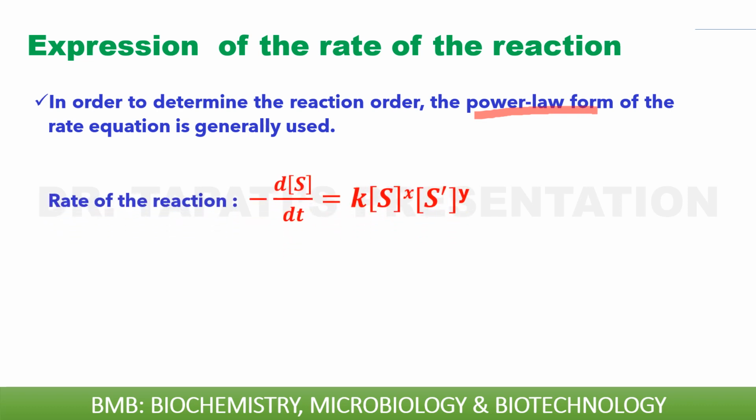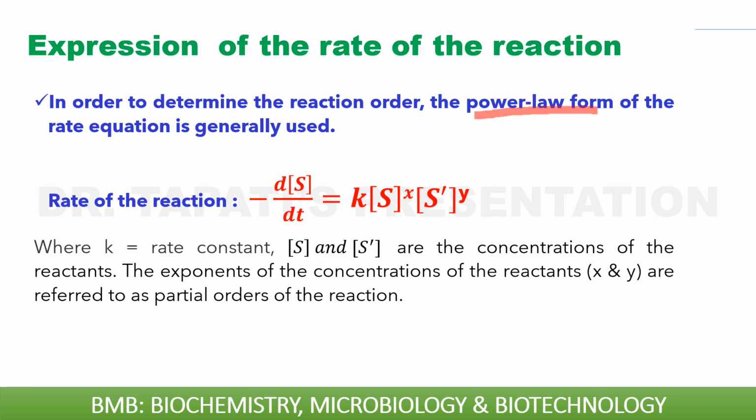According to the power law form, rate of the reaction is equal to minus ds by dt, that is equal to k into s power of x into s prime power of y, where k is equal to rate constant, s and s prime are the concentrations of two reactants. The exponents of the concentrations of the reactants, those are x and y, are referred to as partial orders of the reaction.